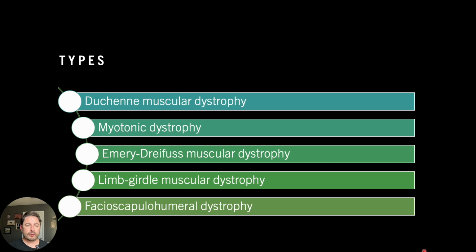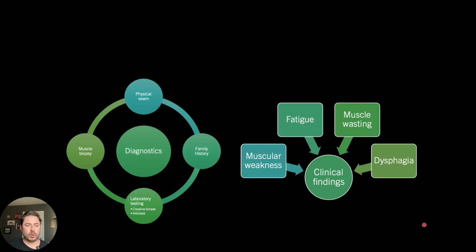So 1, 2, 3, 4, 5 different types of muscular dystrophies. You might want to familiarize yourself with age ranges, signs and symptoms, and life expectancy. When we look at the diagnostics for muscular dystrophies, we have a combination of physical exam, lab testing, and muscle biopsy findings.